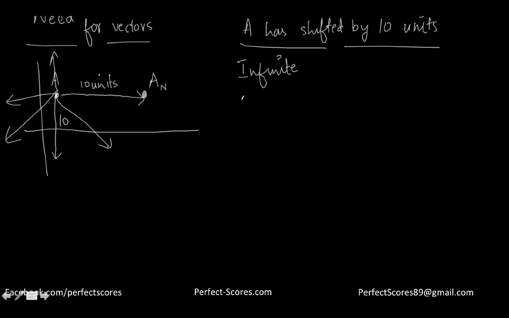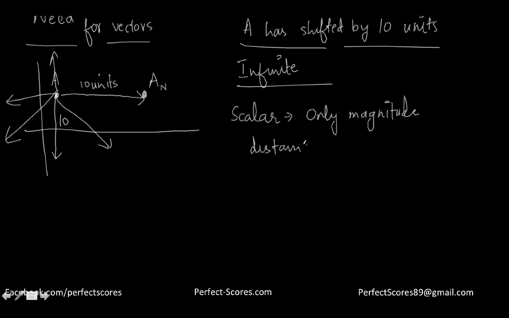Till now we were only dealing with scalar quantities. What are scalar quantities? Scalar quantities are the quantities which have only magnitude associated with them. For example, distance is scalar. You say, I traveled 50 kilometers. If you don't assign any direction to it, that will remain a scalar quantity.